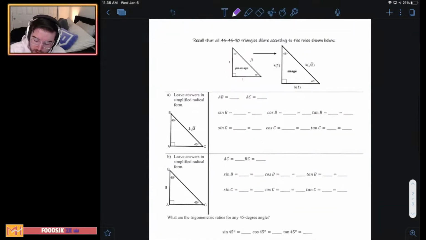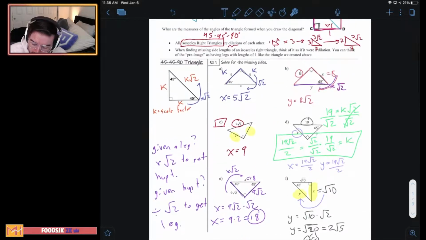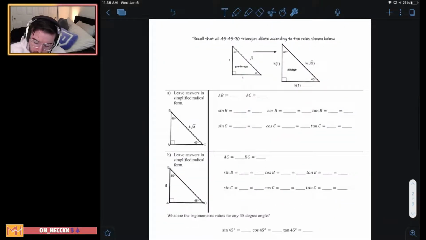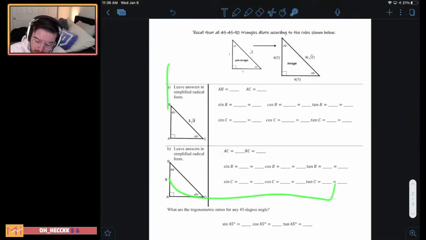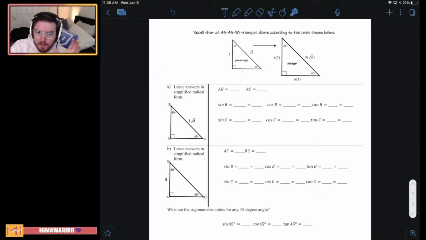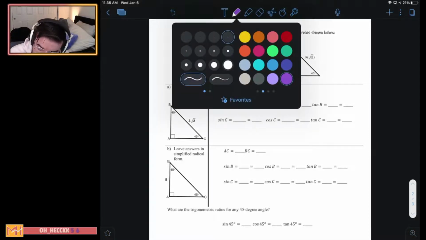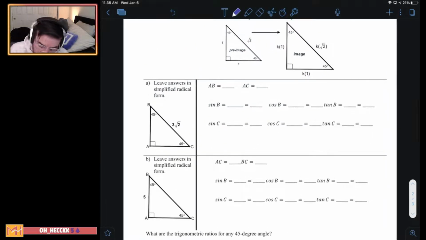Okay, so knowing that every 45, 45, 90 triangle follows this pattern, let's see if something interesting happens to sine, cosine, and tangent. If every 45, 45, 90 triangle follows that pattern, is there some sort of pattern that shows up when it comes to sine and cosine? The answer, yes, there is a pattern. Let's find out what that pattern is.